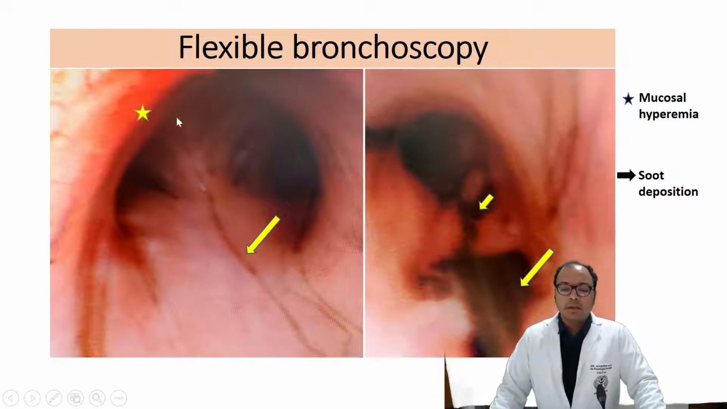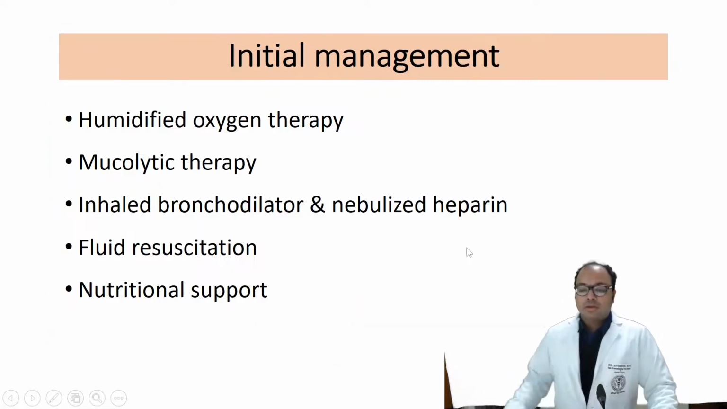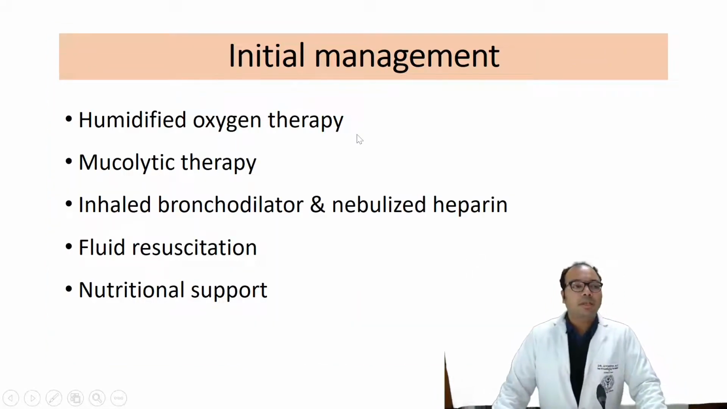As we can see, the flexible bronchoscopy revealed hyperemia of the tracheal and bronchial mucosa, along with some soot deposition along the trachea. It was deposited both in the mainstem bronchi and at the tracheal carina. But the patient was initially stable.